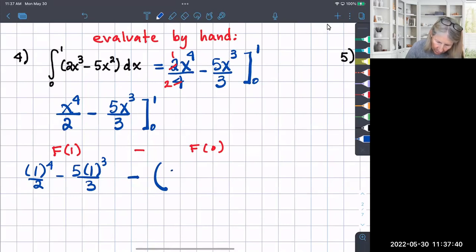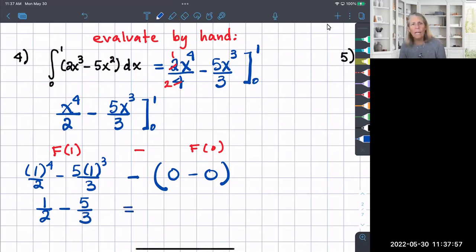Okay, 0 to the 4, that's going to be 0 and a bunch of the 0 there. So forgive my shortening it up a little bit. But that's going to give you 1 to the 4th, which is 1/2 minus 5/3. And of course, minus 0.